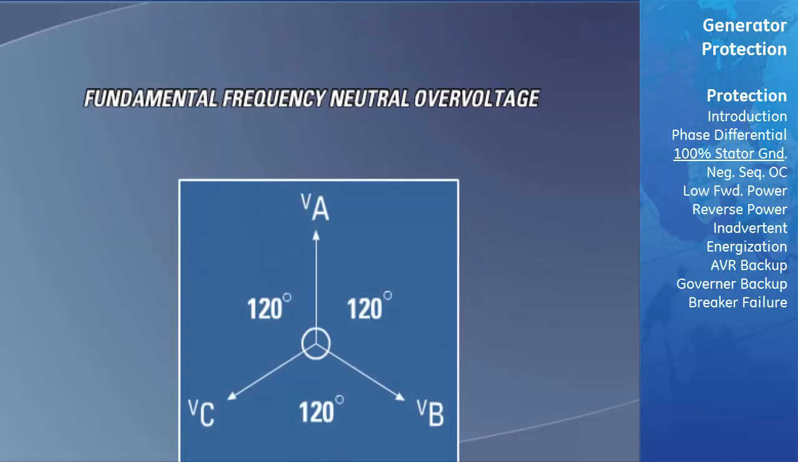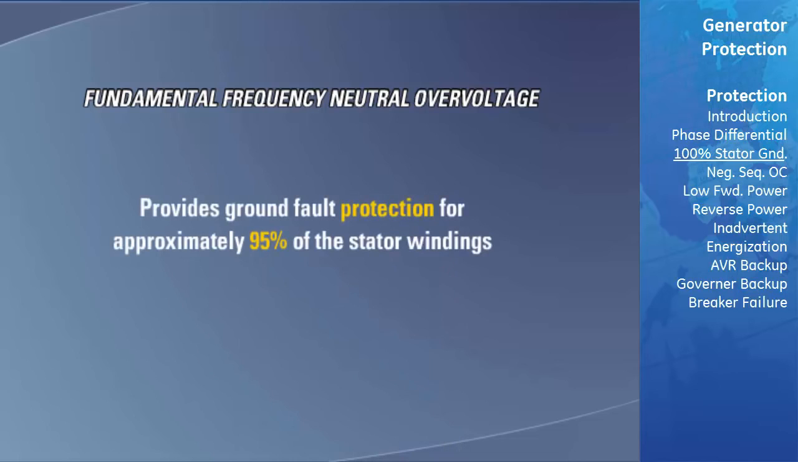On a healthy three-phase power system, there is no or very little neutral voltage since all 3 phases are at 120 degrees to one another. However, once a ground fault occurs, this balance is upset and a neutral voltage is produced. The neutral overvoltage function responds to fundamental frequency voltage at the generator neutral. It provides ground fault protection for approximately 95% of the stator windings.